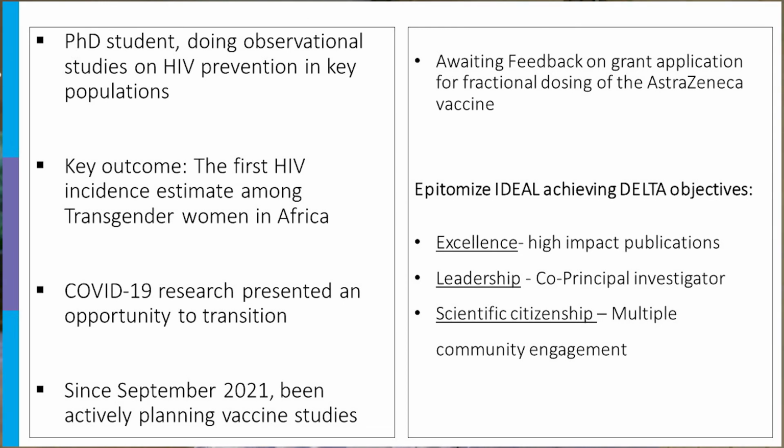In 2016 I applied and was accepted for a Wellcome Trust funded DELTAS studentship, a PhD studentship, where my work was primarily on HIV prevention, again in key populations, but I shifted a little and now I was working with men that have sex with men and transgender women. From my work I produced the first HIV incidence estimate in Africa for transgender women. I was awarded a PhD in 2021 by the University of Amsterdam.